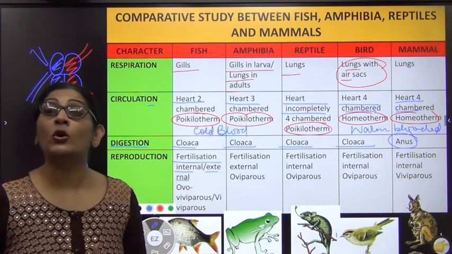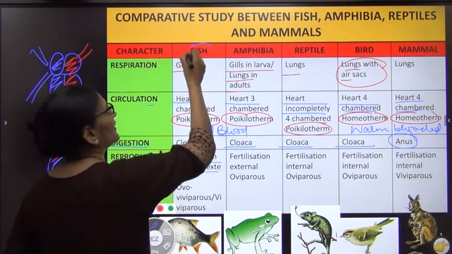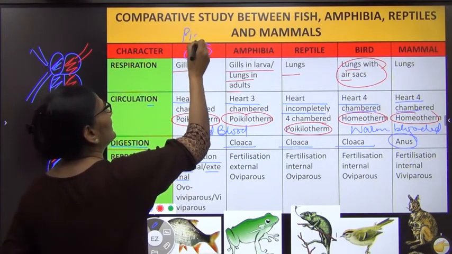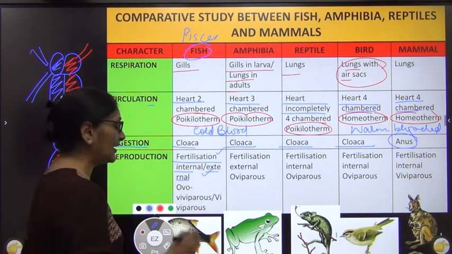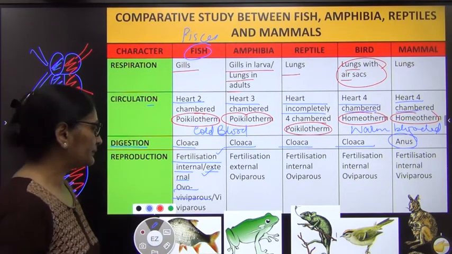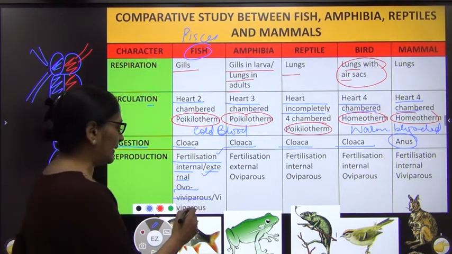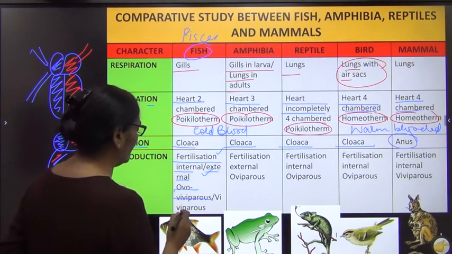But in case of bony fish, the fertilization is external. Right? So here I have only written fish, that means Pisces. So in Pisces the fertilization may be external or internal, and they may be ovoviviparous or viviparous. Right? So they may be ovoviviparous or viviparous. What does this mean? Let me tell you.